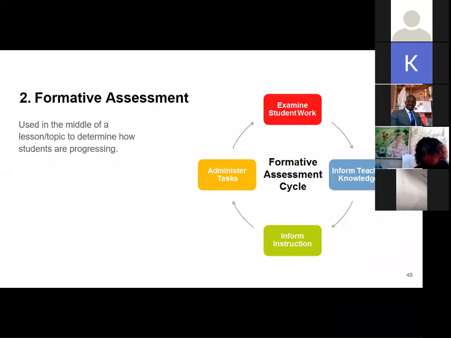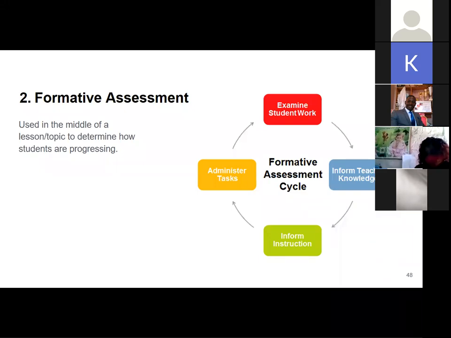So the main intent of this formative assessment is to gather insights about a student's learning during a unit, so as to track the student's progress in form of instruction. So this formative assessment is mainly used during the teaching and learning process. You don't wait until the end of the term to give it, as we shall see later on in another form of assessment we call summative.